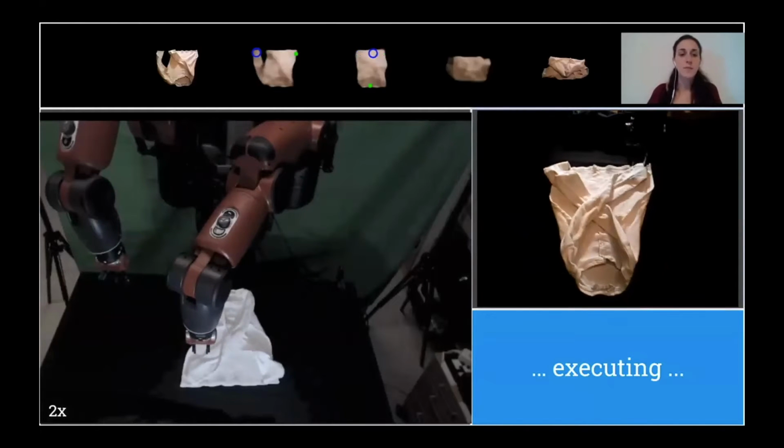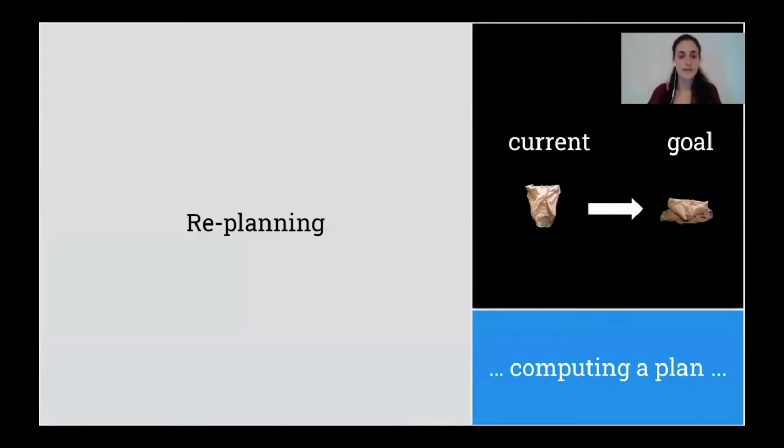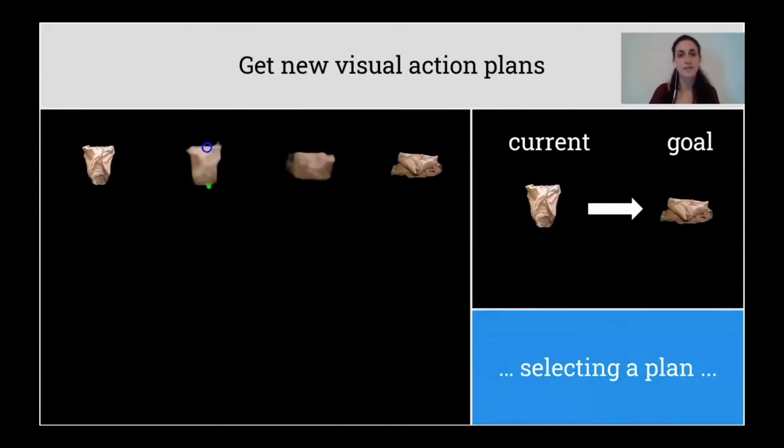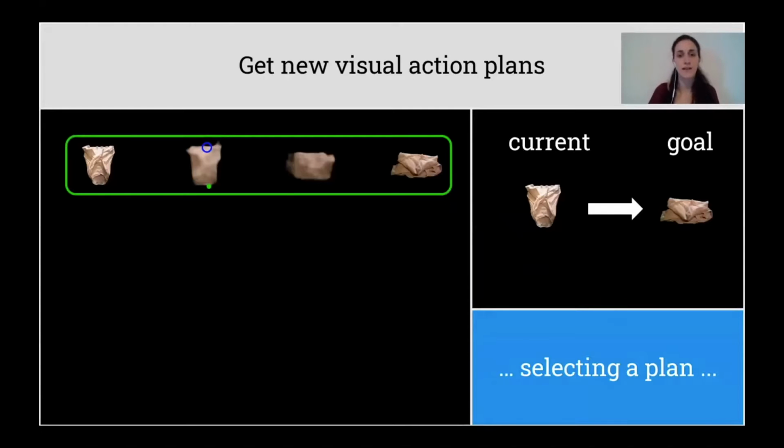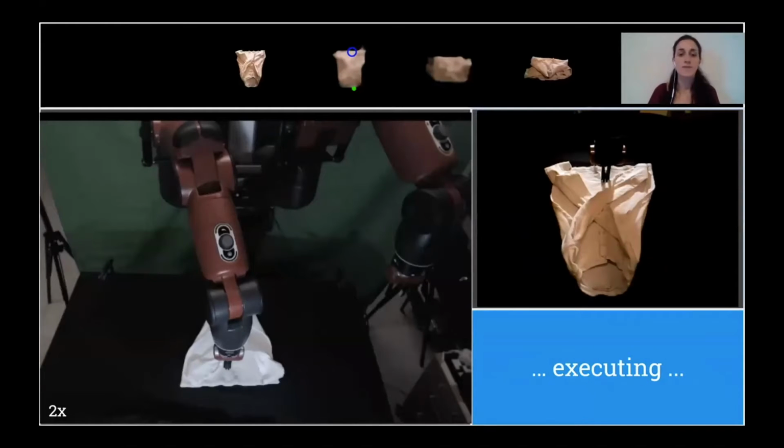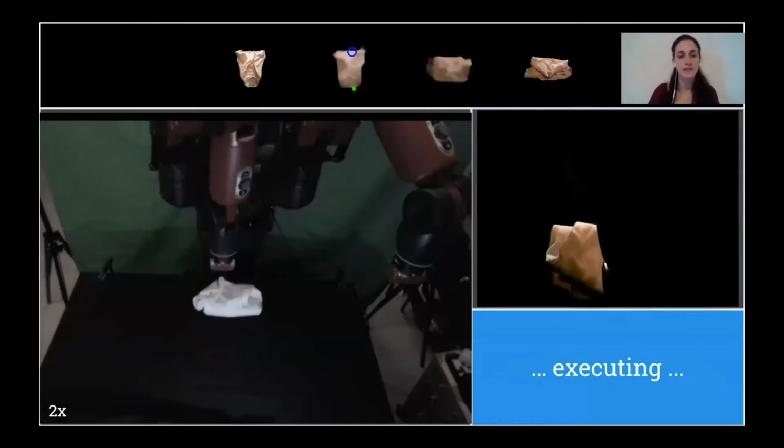So at this point, we are ready to execute the last replanning step. So we get the last visual action plan, and we select the one to execute, and we finally execute the last action that leads to the final configuration.